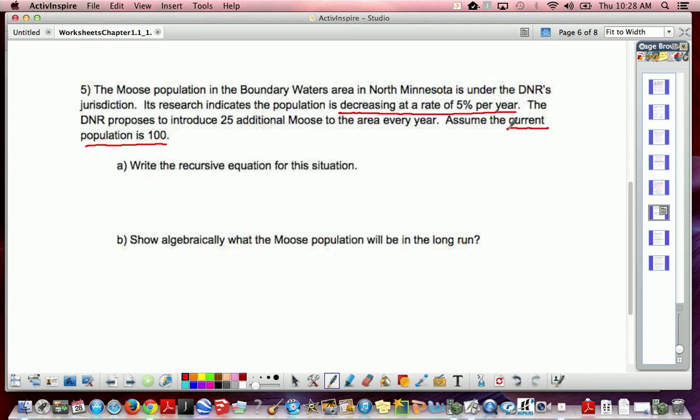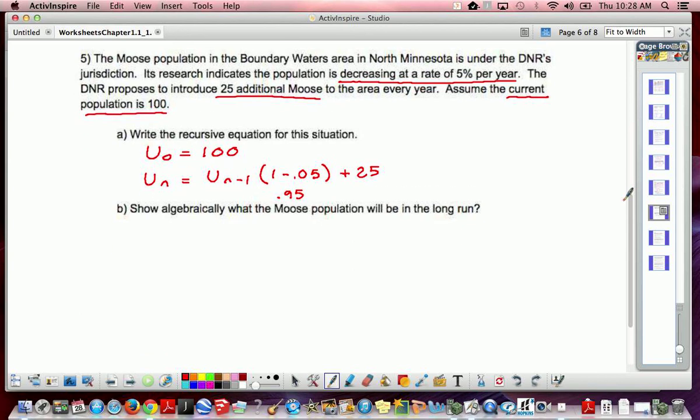I don't know if you saw on the news, but this is actually something that's seriously happening right now in northern Minnesota. So, u sub 0 equals the starting moose population, 100. U sub n equals u sub n minus 1. Now the population is decreasing by 5%. So if you put 0.95 here, you're good to go. However, the DNR, I forgot to underline this, are adding 25 moose per year. So, we have our recursive definition.